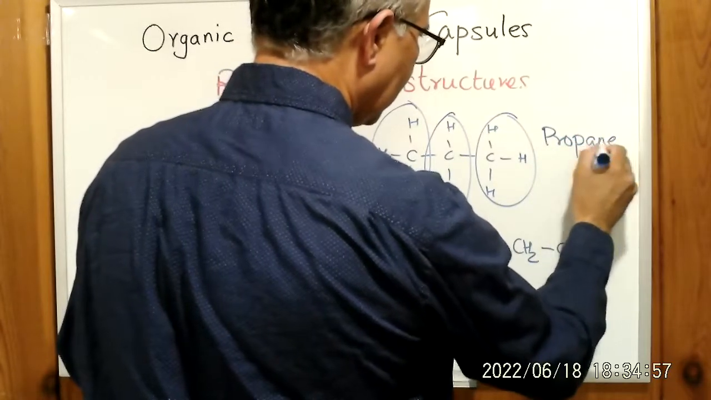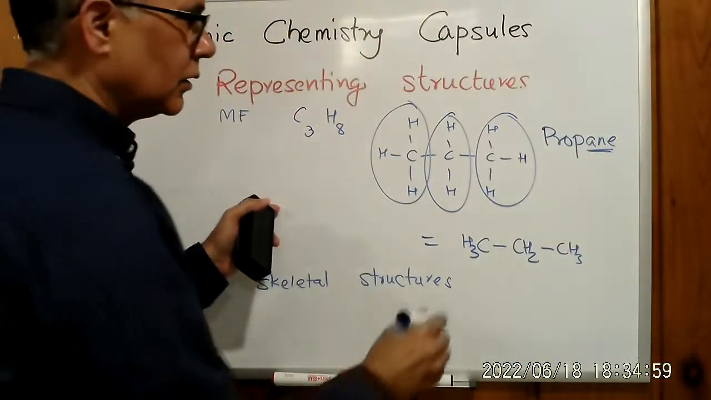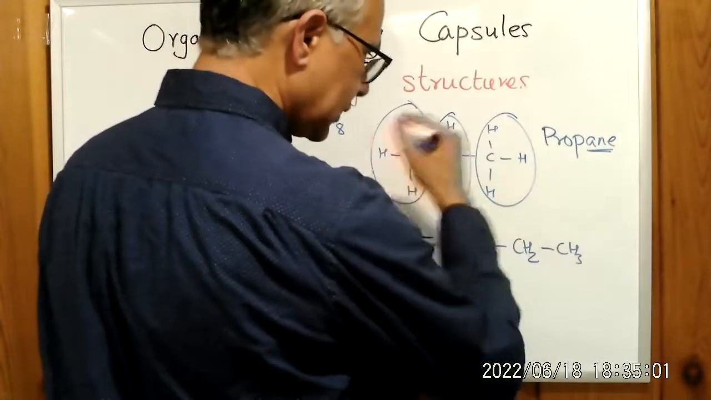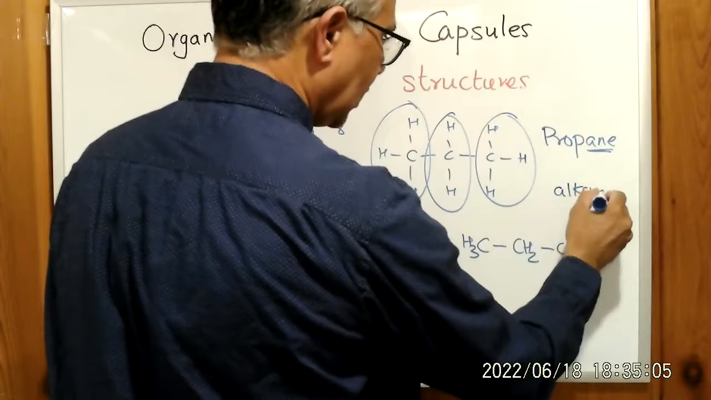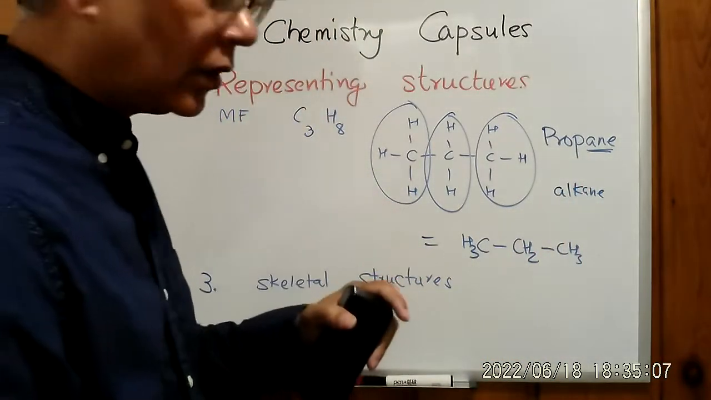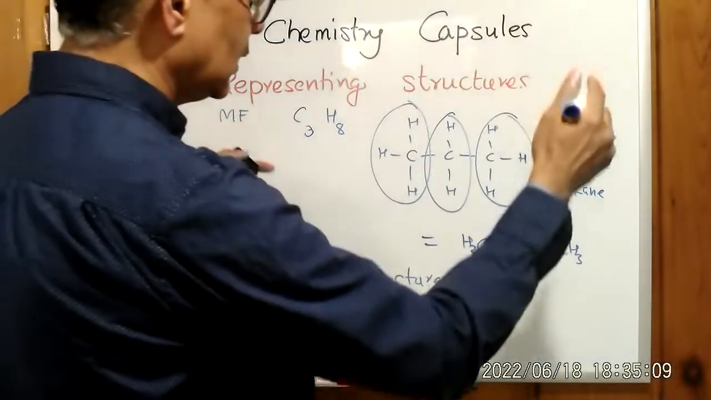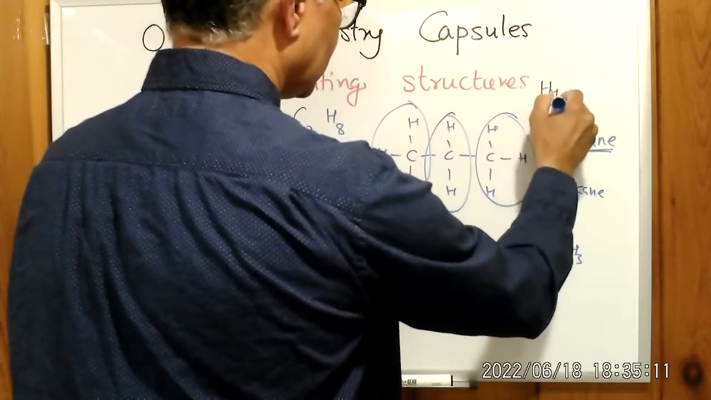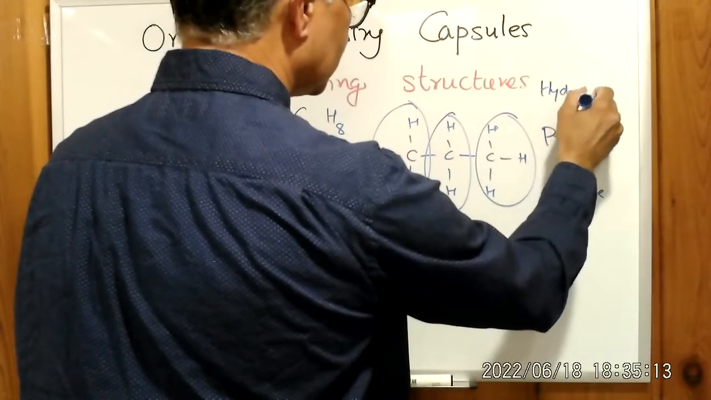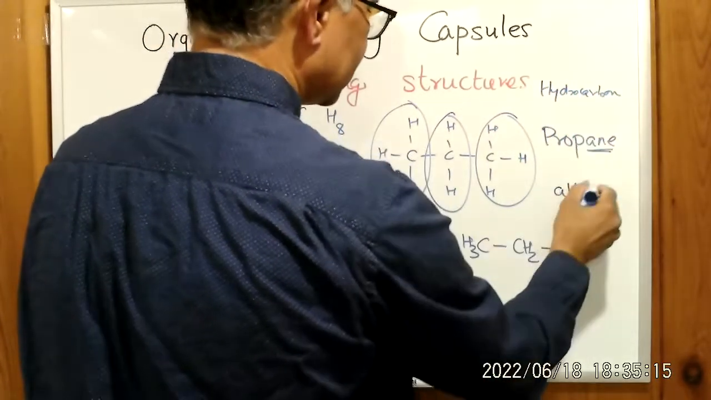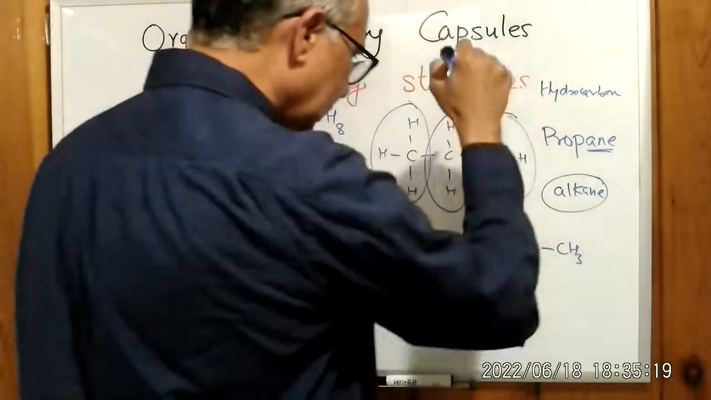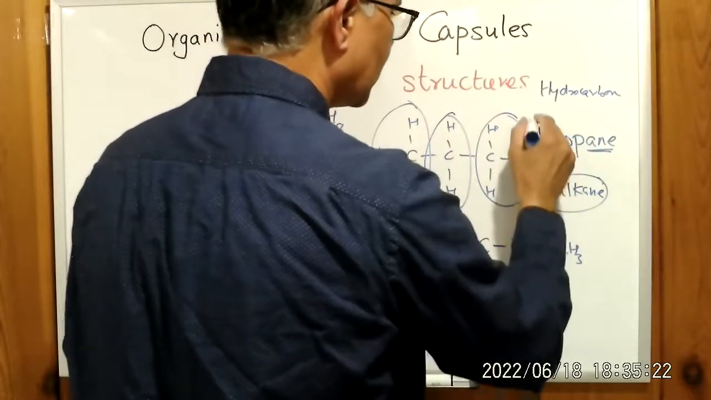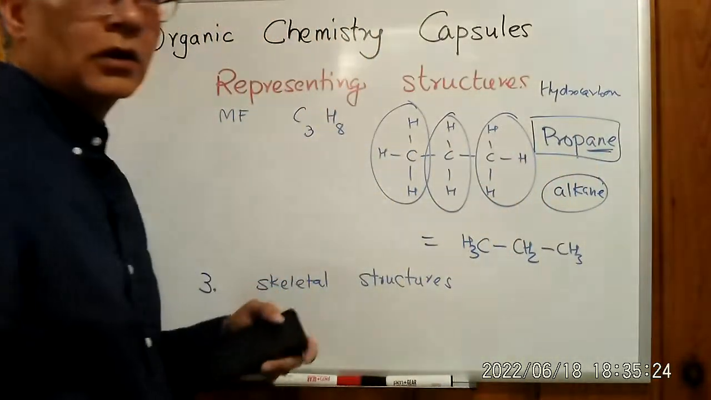Again, notice ending with ANE denotes that the compound is an alkane. That means it has only carbon-carbon single bonds, and the broader class is hydrocarbons. So propane also belongs to the hydrocarbon class. Specific class is alkanes, has only carbon-carbon single bonds. The name for this particular compound is propane. Okay.